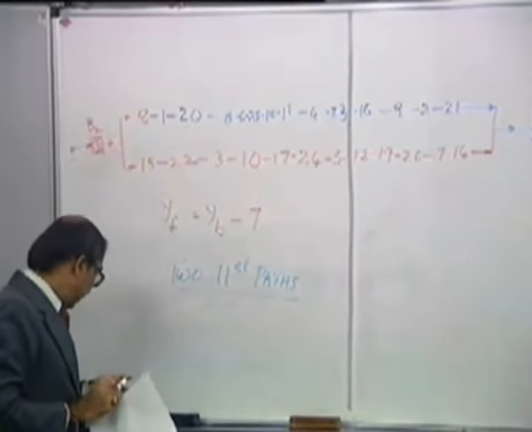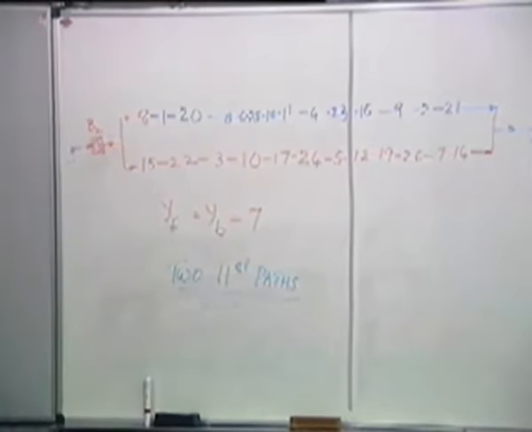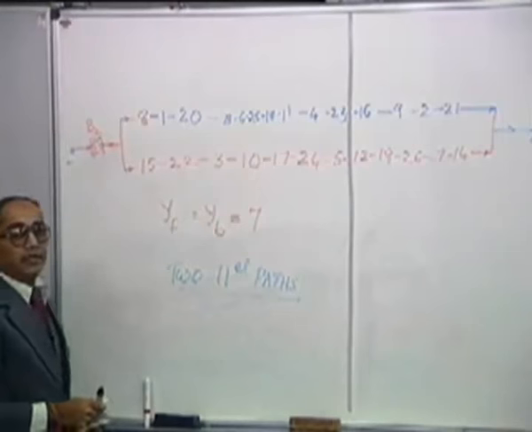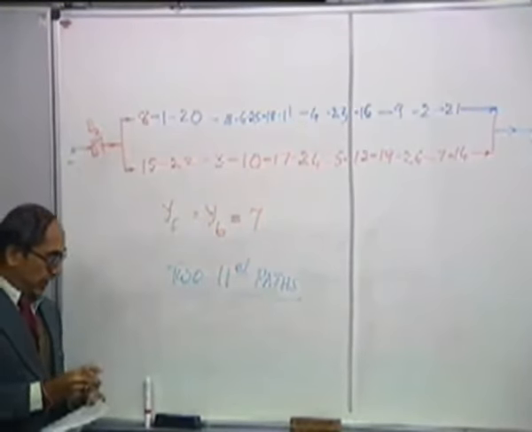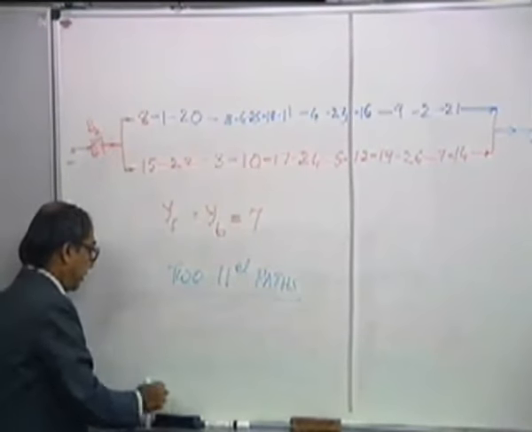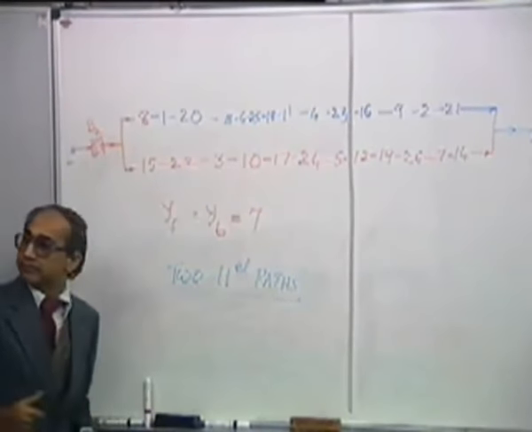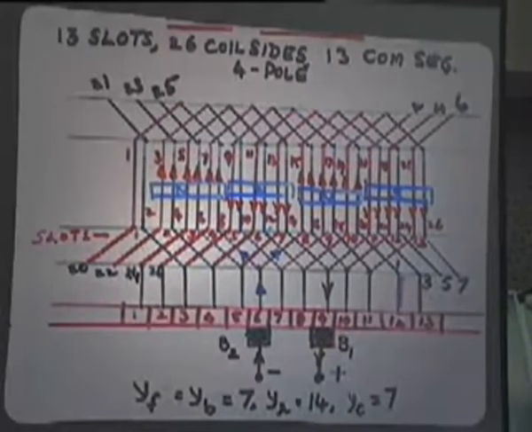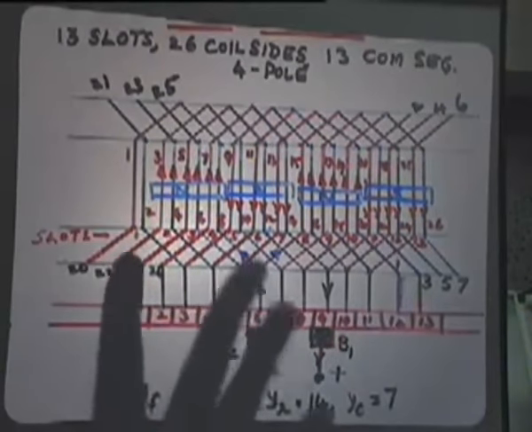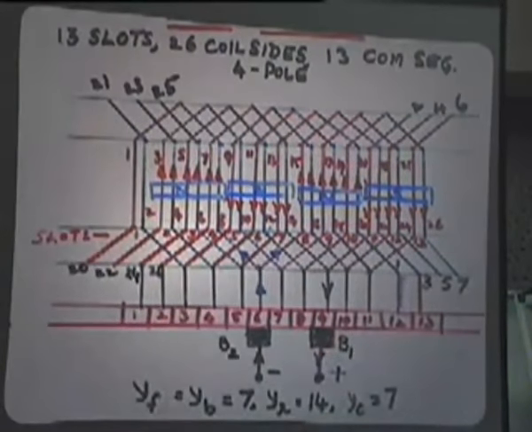So we now see the wave winding which has two paths and which has been clearly shown in that figure on the screen. So we have therefore seen a case of a wave winding, 4-pole, 13 slots, that is 26 coil sites.